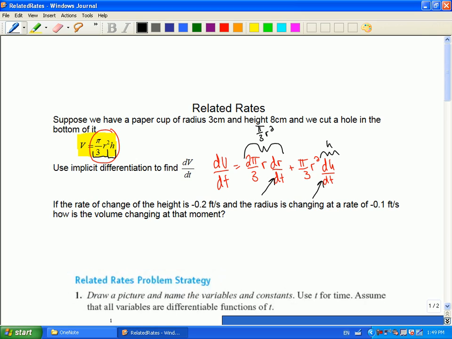If you were told that the rate of change in the height is negative 0.2 feet per second and the radius is negative 0.1 feet per second, what's the volume at that instant? Well, the change in volume is going to be 2π over 3. I know the radius is 3, so I need that in order to solve this problem. So that's going to be 3 where r was. And the change in the radius, dr/dt, is negative 0.1.